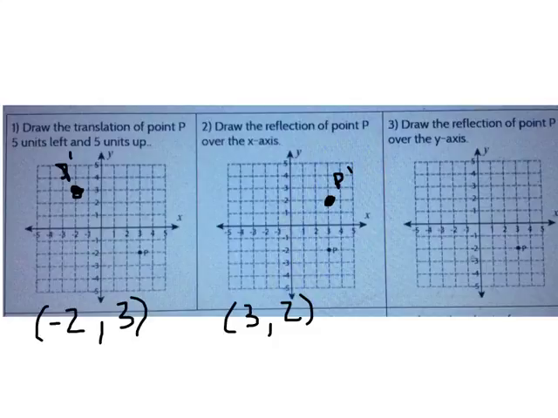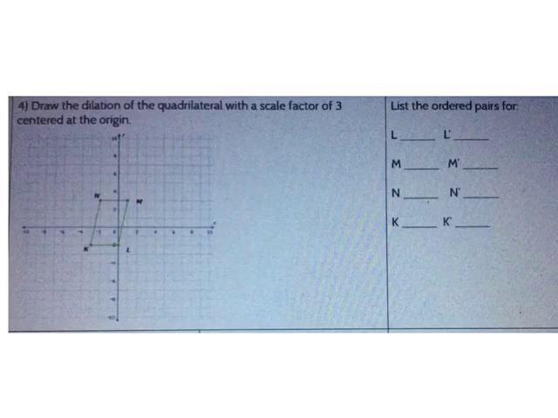Draw the reflection of point P over the y-axis. After you've done that, enter the location of P' in the boxes. P' is located at -3, -2. Now let's draw a dilation of the quadrilateral with a scale factor of 3 that's centered at the origin. To be able to do that, first we need to know our original ordered pairs. Go ahead and enter the locations for point L, point M, point N, and point K.